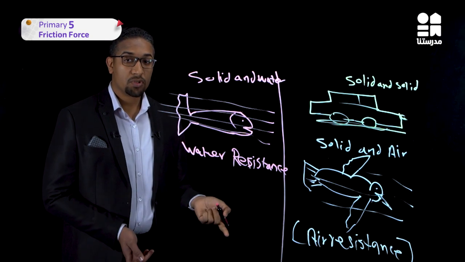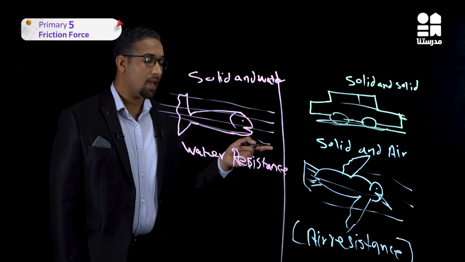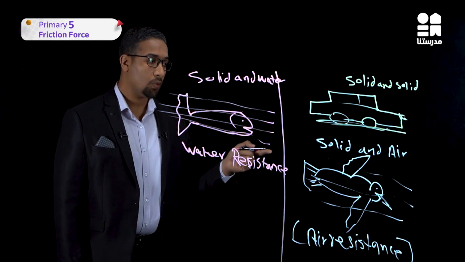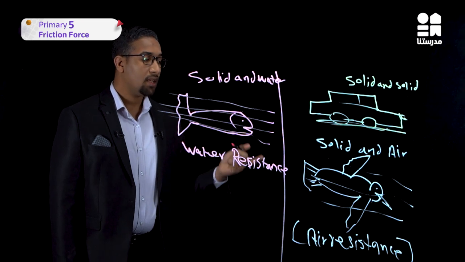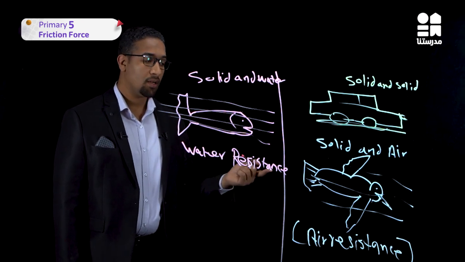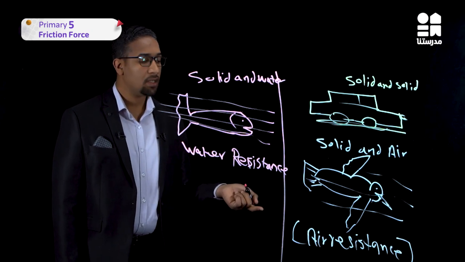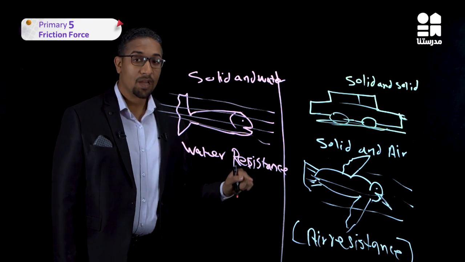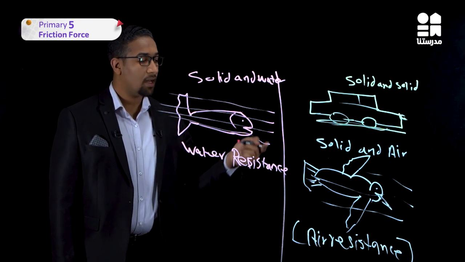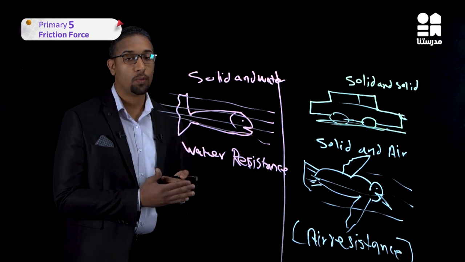So we have three types of friction. Between solid and solid, like a car and the ground, or car and the road. ده friction between solid and solid. النوع التاني friction between solid and air, like a bird, and we can imagine an aeroplane, anything that moves in air, so it is called air resistance. نفس الفكرة solid and air friction called air resistance أو مقاومة الهواء.